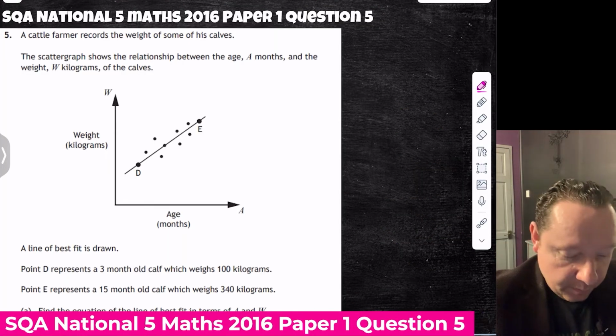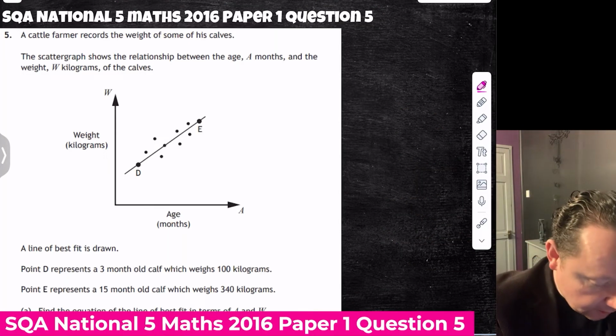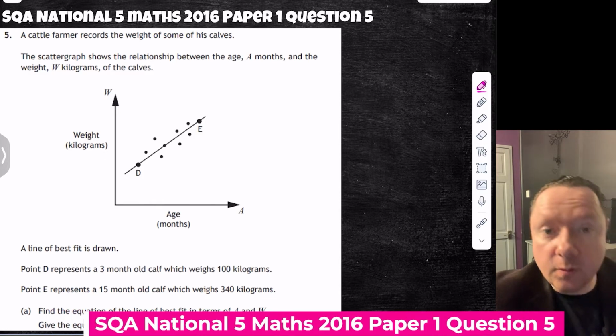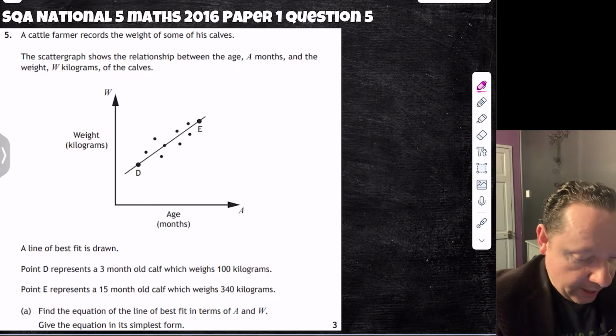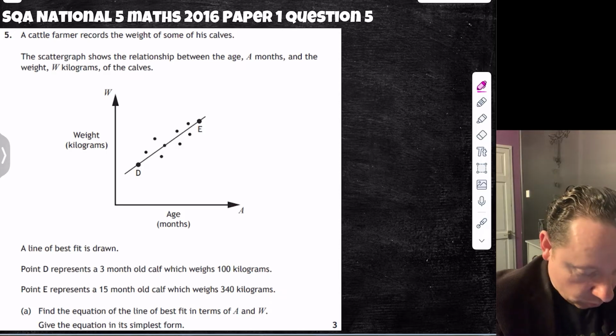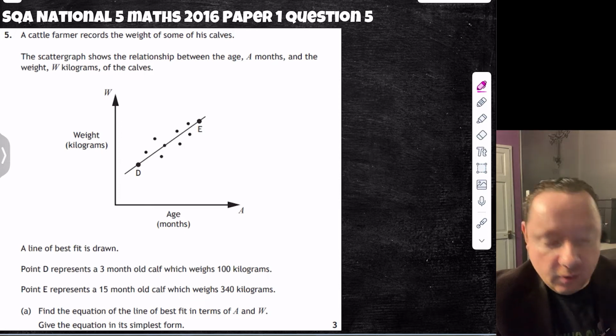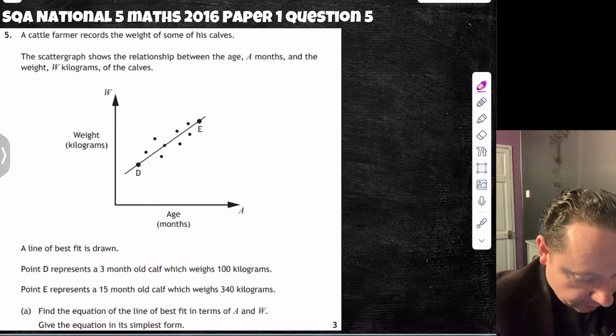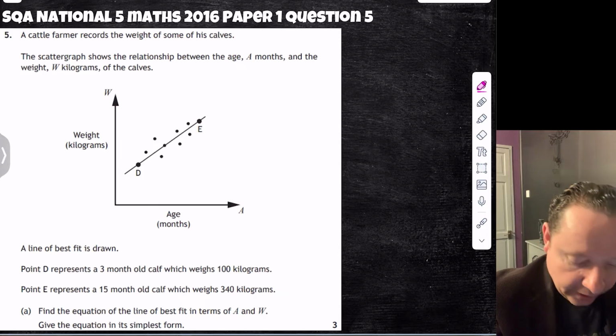That's National 5 Maths 2016, paper 1, question 5 on line of best fit. A cattle farmer records the weight of some of his calves. The scatter graph shows the relationship between the age, in months, and the weight in kilograms of the calves. So weight up top, age on the side. Line of best fit is shown. Point D is a 3-month-old calf and weighs 100 kilos. Point E is 15 months and 340. Find the equation of the line of best fit.